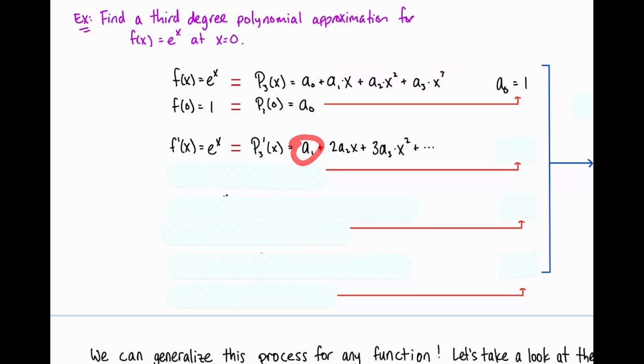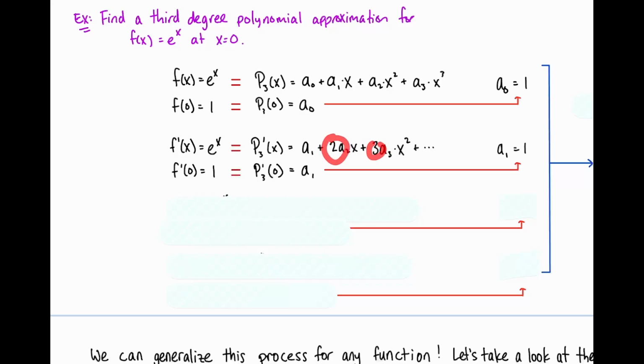The a sub 1 drops down. The 2 pulls out front. The 3 comes out front. And when I plug in 0, this is going to go away. And this is going to go away, right? And I know what this is here because I still know that e to the 0 is 1. All these things disappear, so I get p sub 3. The first derivative of my polynomial is just a sub 1. And so what does a sub 1 equal? 1. Great.